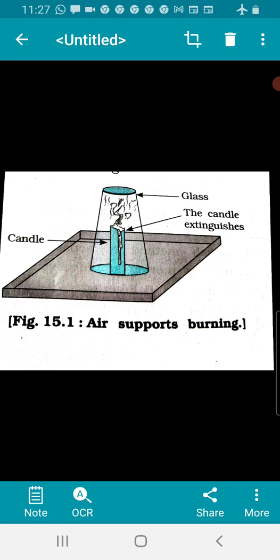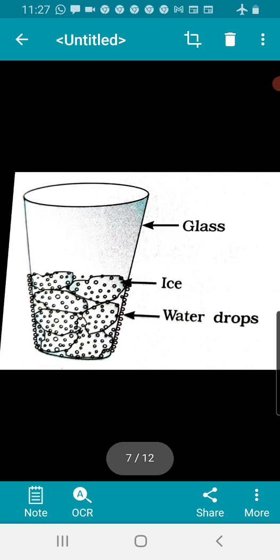Now the next one, let's see, water vapor. You have learned earlier that air contains water vapor. We also saw that when air comes in contact with a cool surface, it condenses. So here in the glass, the ice cubes are kept. If you see outside, the water droplets are there.